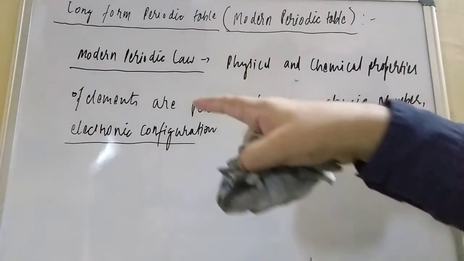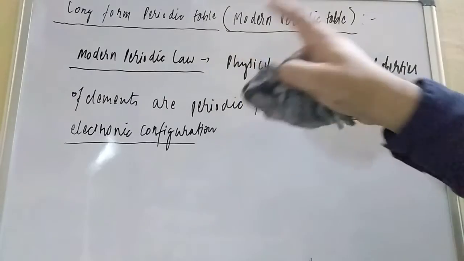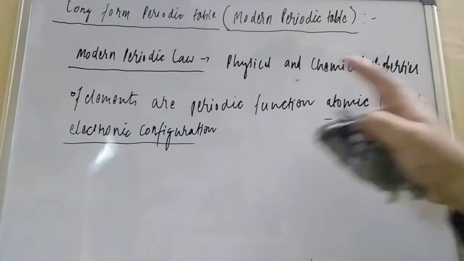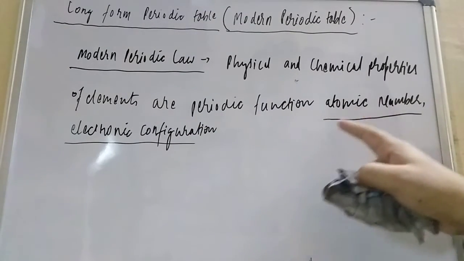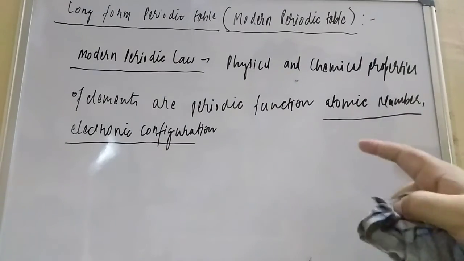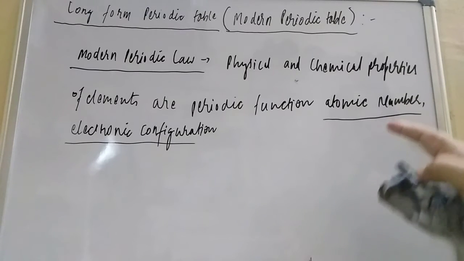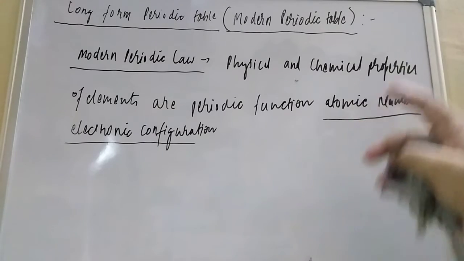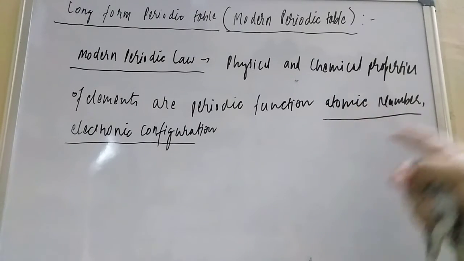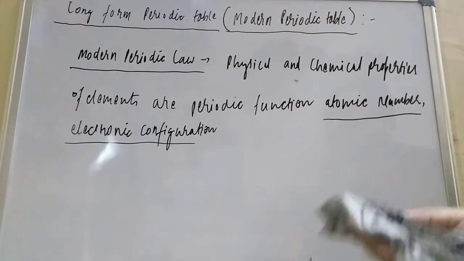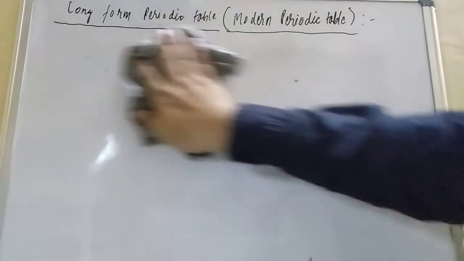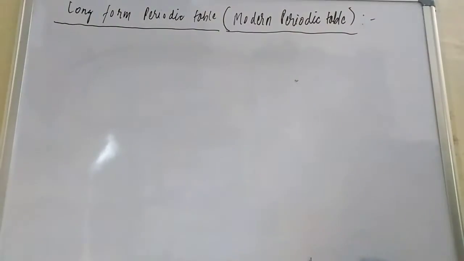So firstly again you try to read what is the modern periodic law. Modern periodic law, or long form periodic law, is: physical and chemical properties of elements are a periodic function of atomic number. It means when you arrange the elements in increasing order of their atomic numbers, then after a certain interval the same group will come and properties will be the same. We will explain with the help of a diagram also, so you will be able to understand the periodic law. There is no problem in understanding this.